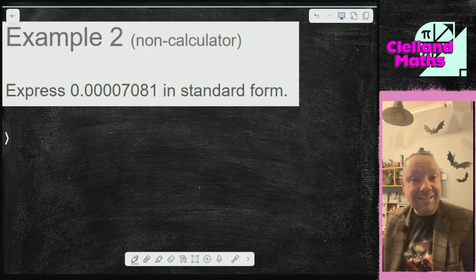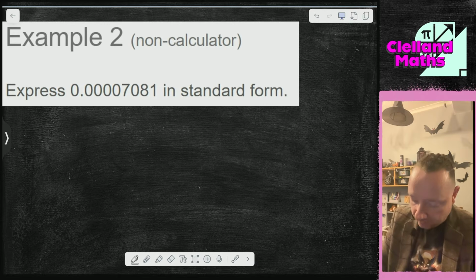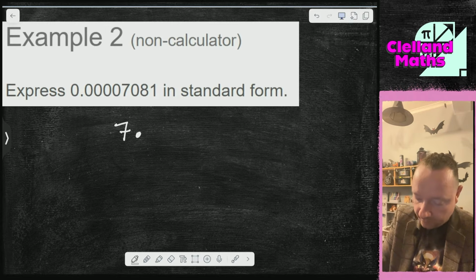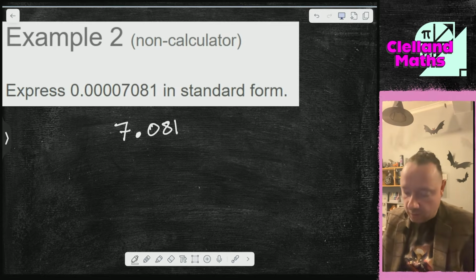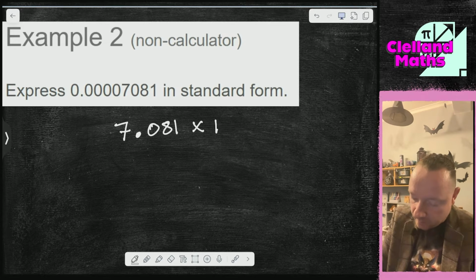Example 2. Express this small number in standard form. Standard form is the same as scientific notation if you see it. So again, we just go along till we reach the first number, which is 7. Write a point straight away. The rest is 081, because then it doesn't cut into a bunch of zeros. It's still times 10, but with a small number, it's a negative power.